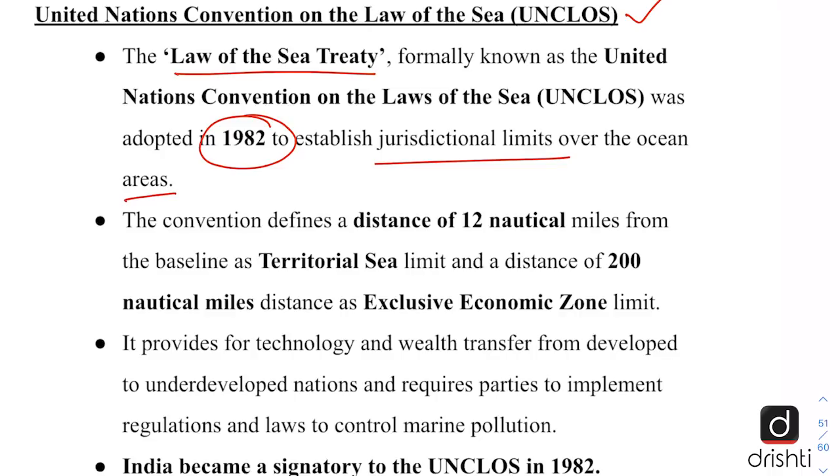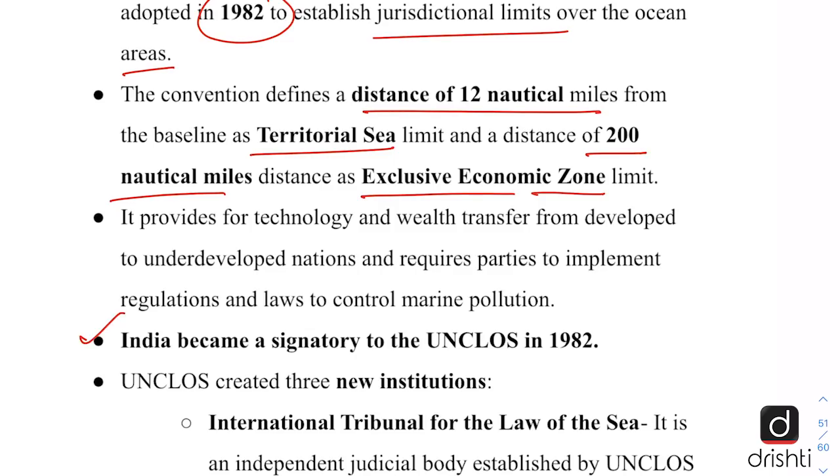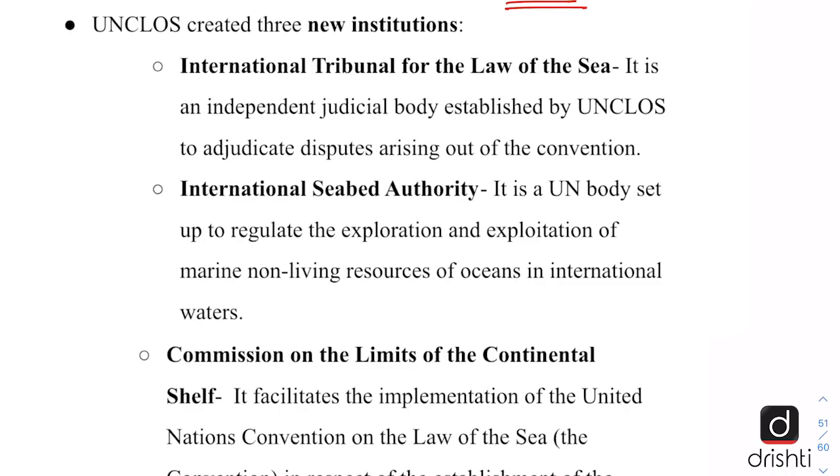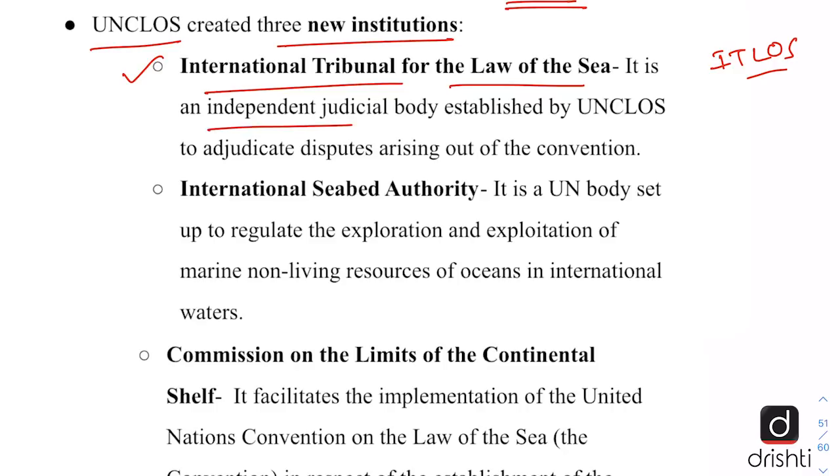And the convention defines a distance of 12 nautical miles from the baseline as territorial sea and a distance of 200 nautical miles from the baseline as exclusive economic zone limit. India became a signatory to the UN clause in 1982 itself. And we should know that UN clause has created three new institutions. One is the International Tribunal for the Law of the Sea, ITLOS, which is an independent judicial body to adjudicate disputes arising out of the convention.